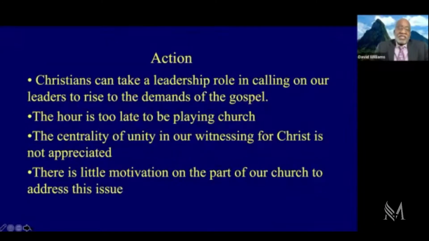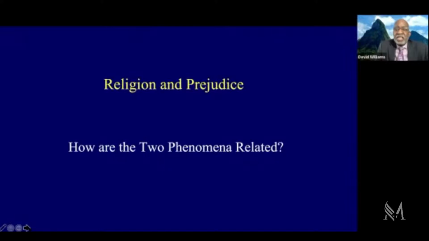What am I saying today? Christians can take a leadership role in calling on our leaders to rise to the demands of the gospel. The hour is too late for us to be playing church. The centrality of unity in our witnessing for Christ is not sufficiently appreciated even among Adventists. There's little motivation on the part of our church to address the issue.